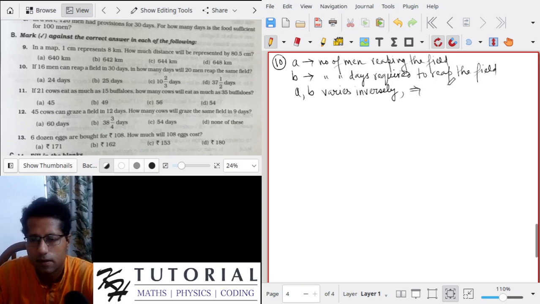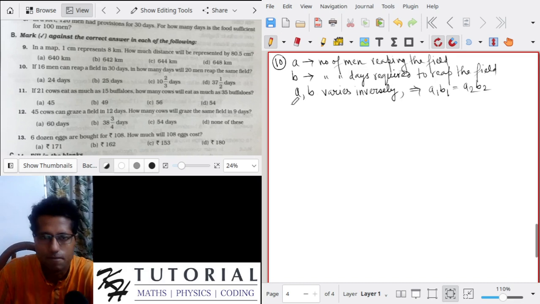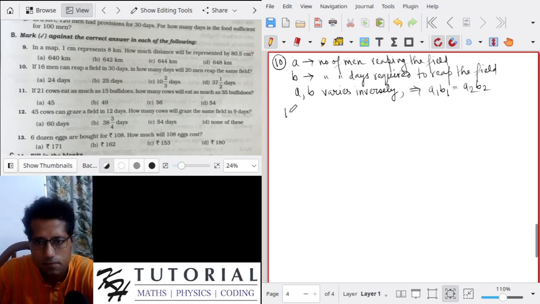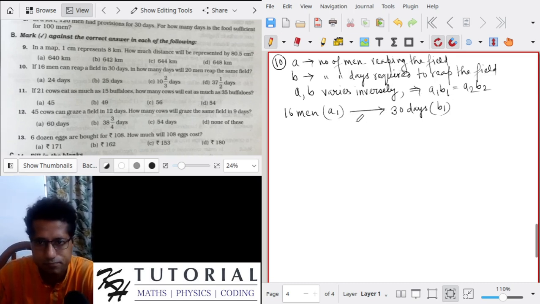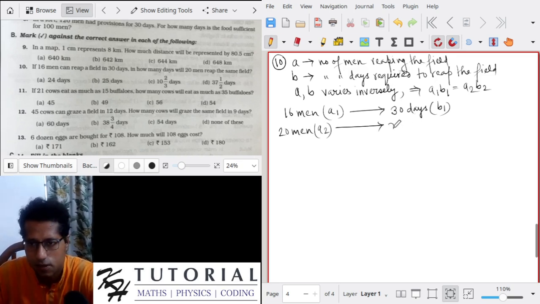So this means that A1 B1 should be equal to A2 B2, that is, the product of the two quantities will be same. Now it is given that 16 men, this is A1, are reaping the field in 30 days. This is B1, and it is asking in how many days 20 men, this is A2, will reap the same field. Let's say 20 men will reap the same field in X days.